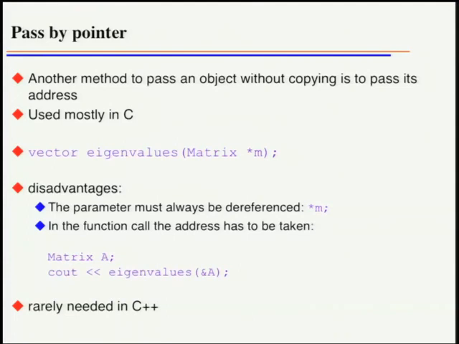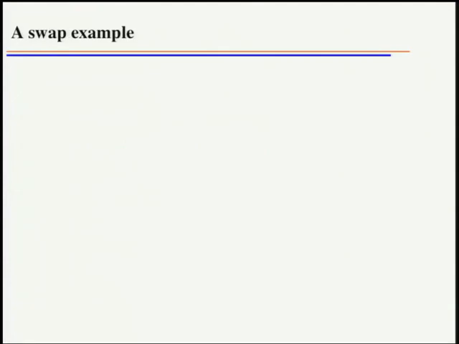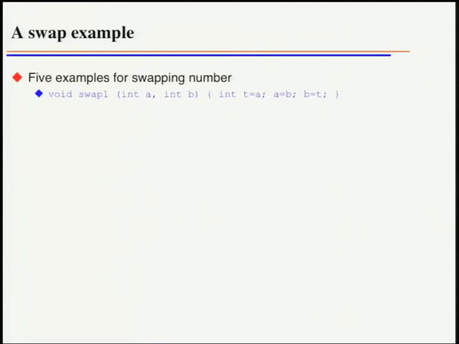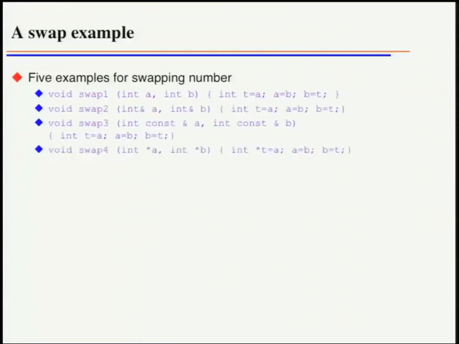So that's passed by pointer. Now we can again have a look at these swap examples that you already saw last time. 5 variants for swapping a number. So we start with a call by value, call by reference, call by const reference, call by pointer, and again call by pointer.